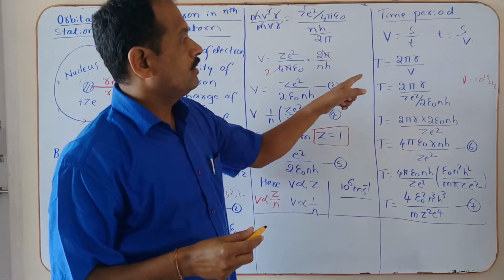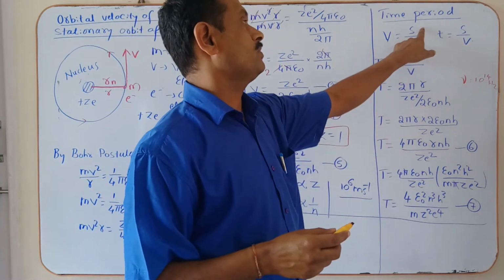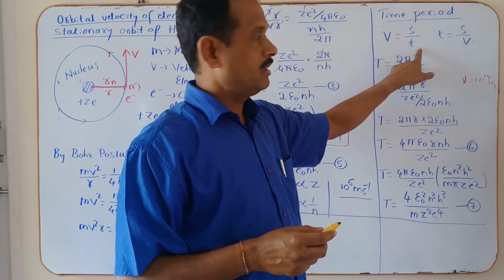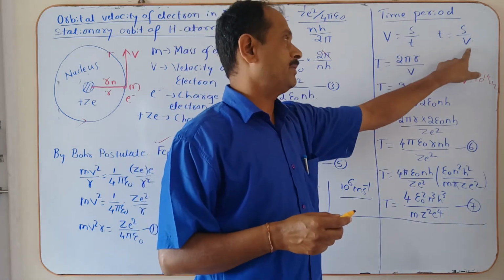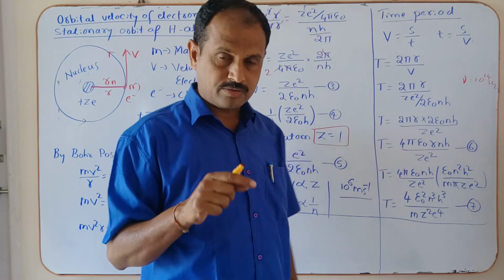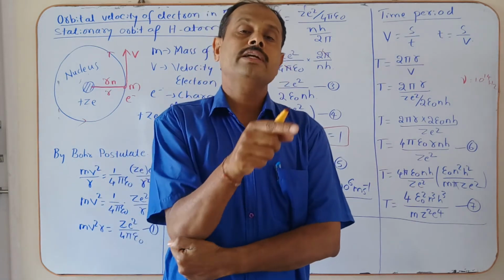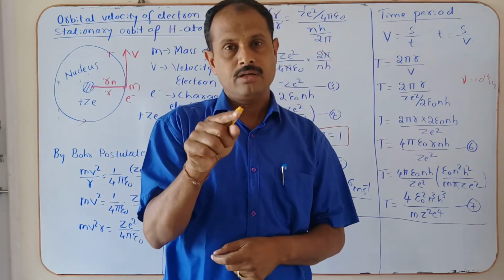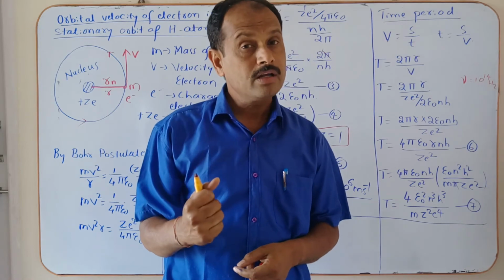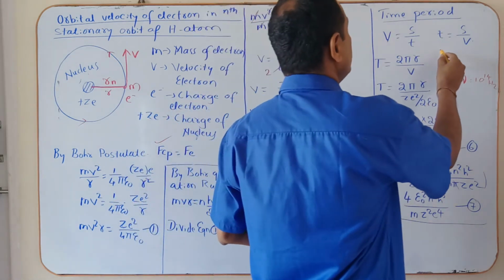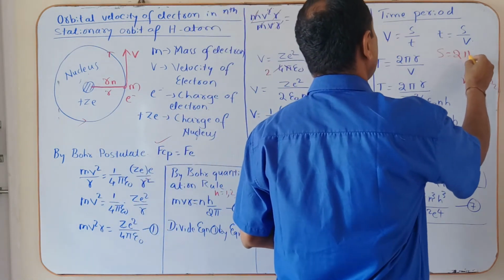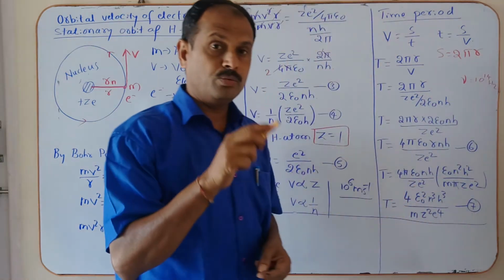Now what do you take here? Velocity is equal to distance divided by time, and t is equal to s by v. S means total distance covered. Once the electron completes one revolution, how much distance is covered? This is equal to the circumference, 2 pi r.